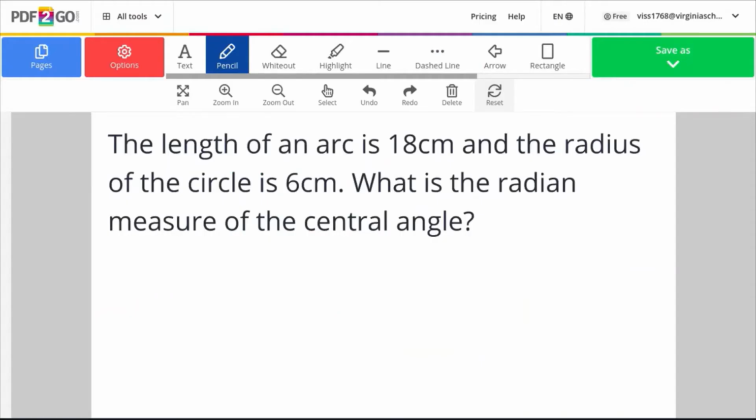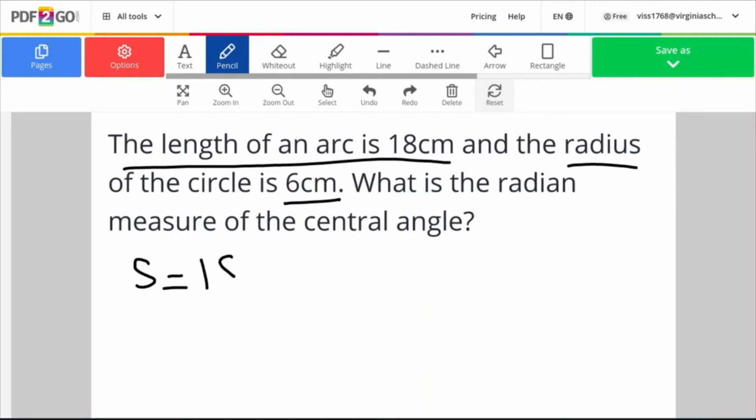The length of an arc is 18 centimeters and the radius of the circle is 6 centimeters. What is the radian measure of the central angle? To solve this question, first we need to see what's given and what's required. What's given to us here is the length of the arc, which is 18 centimeters, and the radius of the circle, which is 6 centimeters. So here we write arc length equals 18 centimeters, and r, the radius of the circle, equals 6 centimeters. And what's required is the radian measure of the central angle.